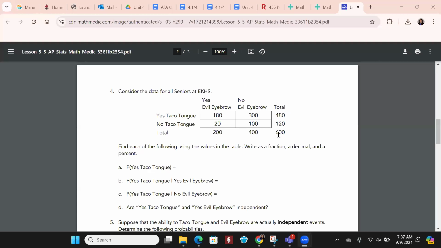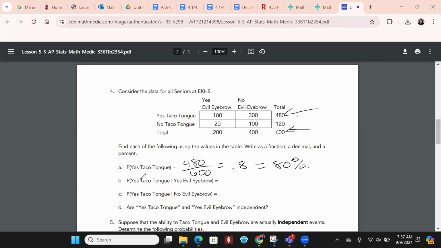All right, so I already did the totals for you. We've got data for seniors at this high school. Find each of the following using the values in the table, as a fraction, a decimal, and a percent. Okay, so what's the probability of getting taco tongue? Okay, and how did we get that? Okay, so we said 480 out of the 600. So 480 divided by 600, and that's going to give us 0.8, which is 80%.